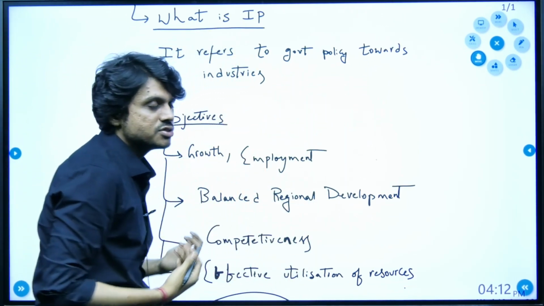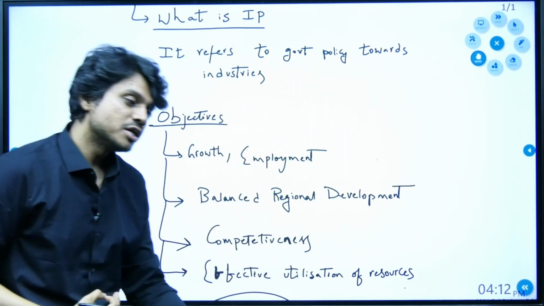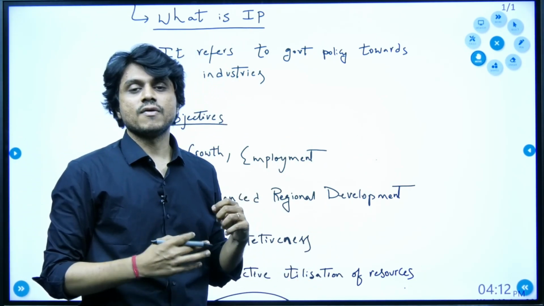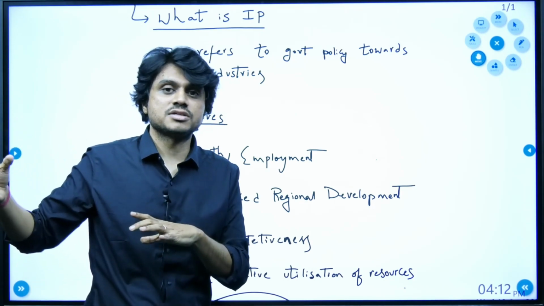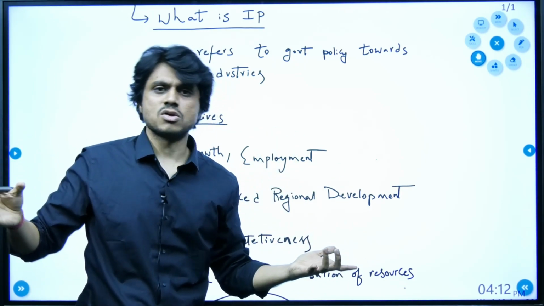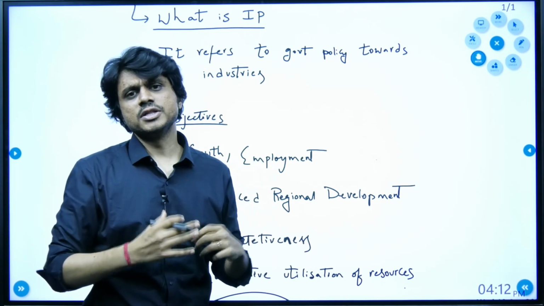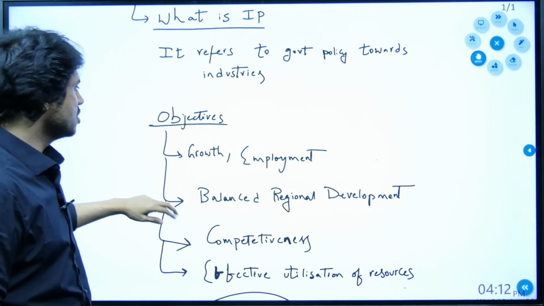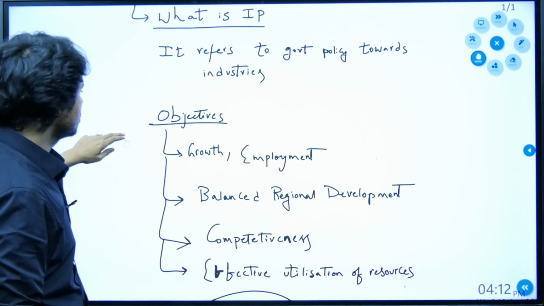What kind of industries the government is willing to encourage, what kind of expectations the government has from the industrial sector, and what the industrial sector can expect from the government. All these things are clubbed in the industrial policy. The first policy that we introduced immediately after independence was the Industrial Policy of 1956.